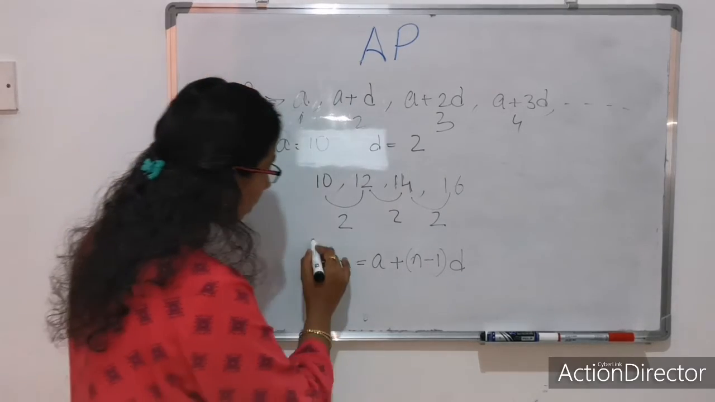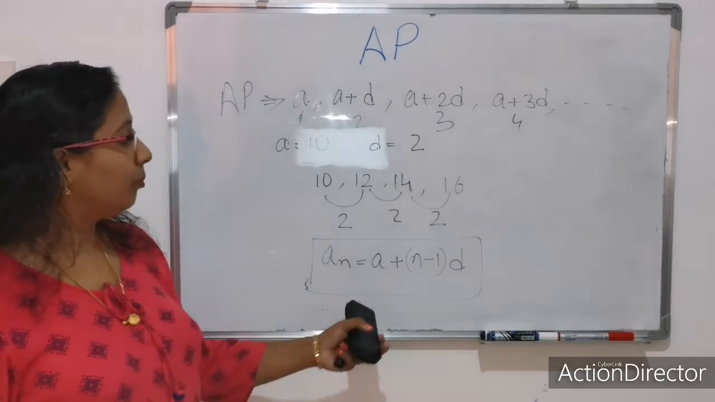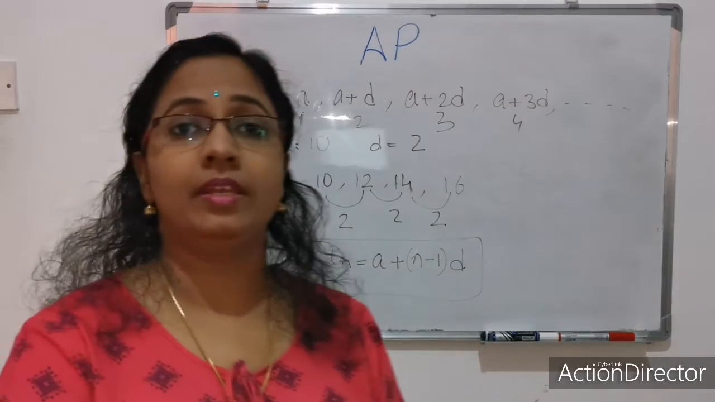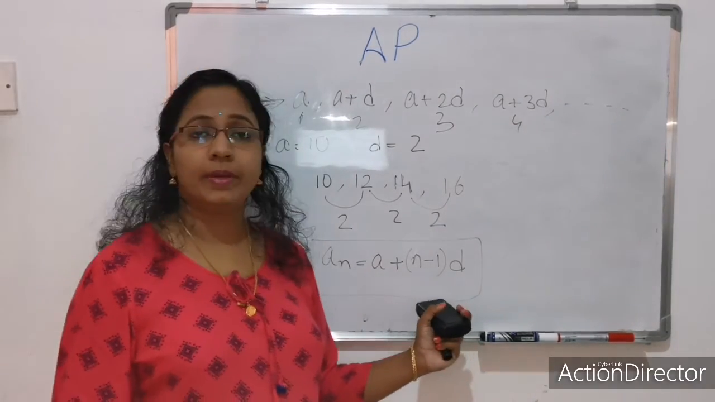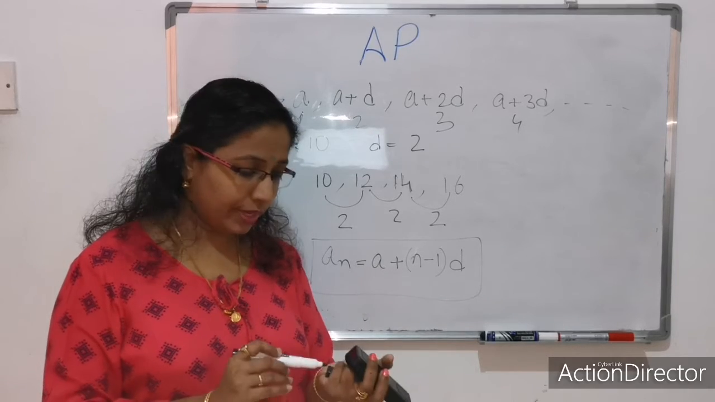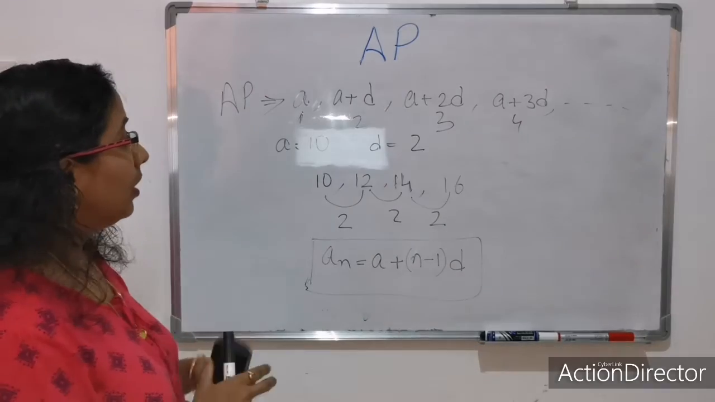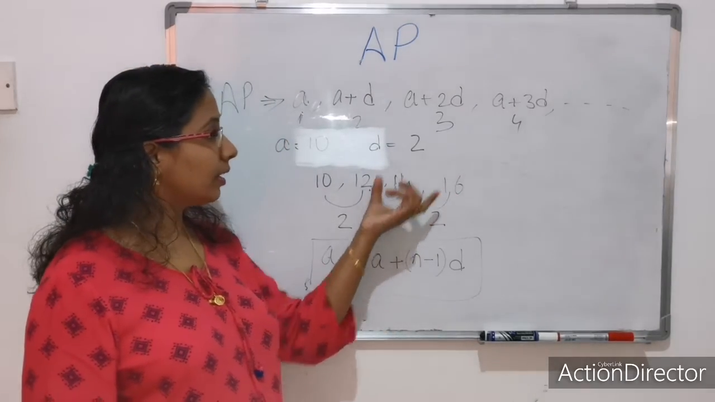So here comes our formula, the most used formula of AP, that is a n is equal to a plus n minus 1 d. This is the basic formula for AP. Now you know how a sequence can be created. The sequence is created by this.